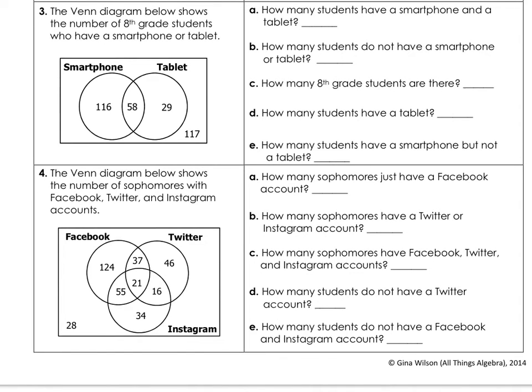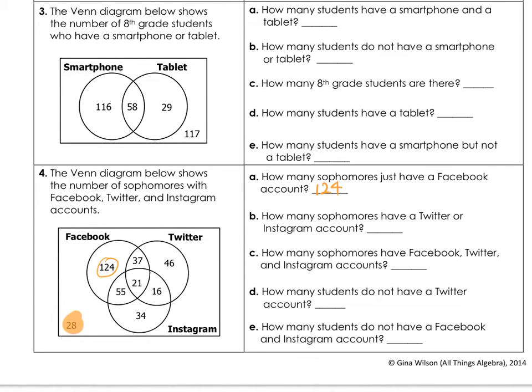Let's look at number 4. The Venn diagram below shows the number of sophomores with Facebook. So Facebook is here on the left, and Twitter and Instagram. So 3. Notice that there's a number 28 here, and that's the number of sophomores who don't have any of the 3 accounts. Let's see, how do we answer those questions? How many sophomores just have a Facebook account? And that's very straightforward. If you look at the part of the Facebook circle that doesn't intersect with anybody else, those are the people who only use Facebook and nothing else. They don't have a Twitter. They don't have an Instagram.